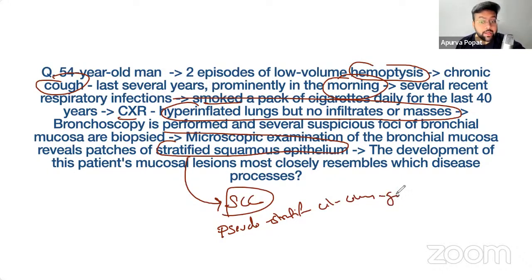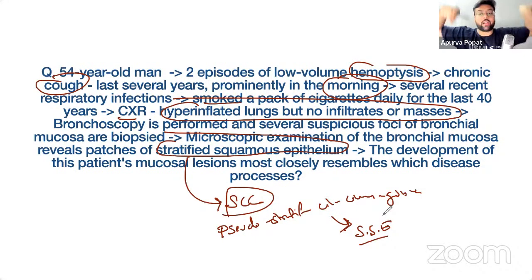That also has goblet cells in it. Now that epithelium, when you smoke, is transformed into which epithelium? Stratified squamous epithelium. Perfect. So initially we had pseudo-stratified columnar epithelium, which was having goblet cells. But when you smoke, your respiratory epithelium will think, okay, now is the time to transform. So they transform the initial pseudo-stratified epithelium into stratified squamous epithelium.